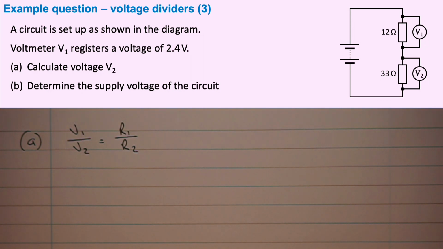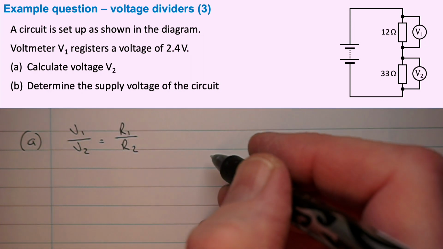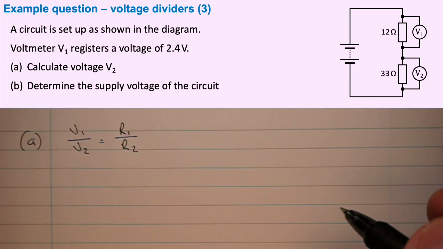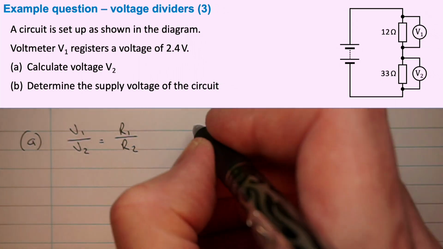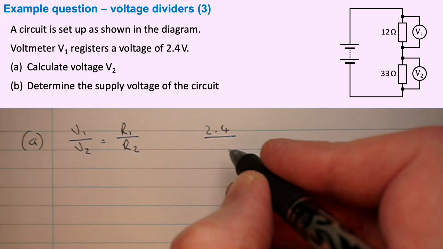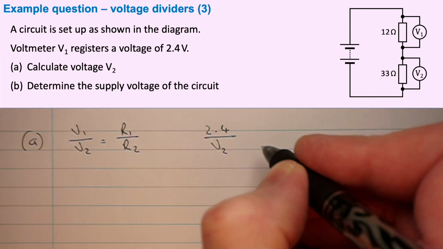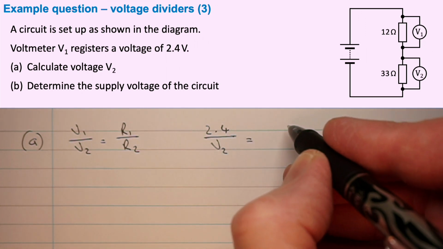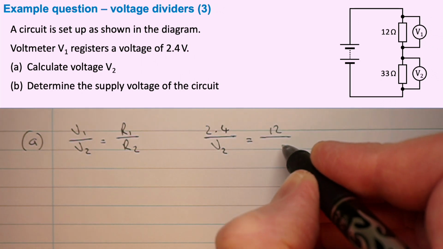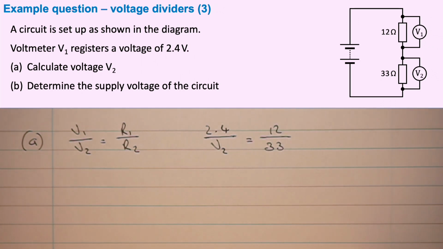Now, to calculate V2, I guess the first thing we should do, we know the other three values, we should substitute those into the equation. So we know, as it says there, that voltmeter V1 registers 2.4 volts. So we've got 2.4 over, well, we're trying to find V2. We don't know it, so we just write V2. And that's equal to R1 over R2. So R1, we said, is at the top of the voltage divider. R2, that's the 33 ohms.